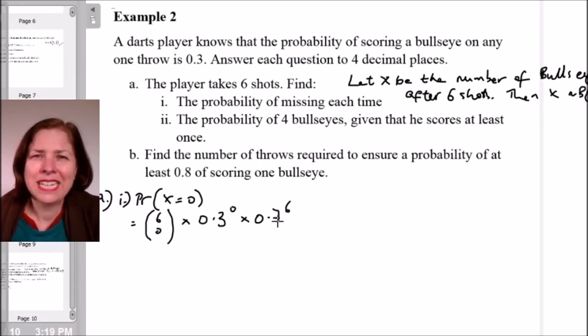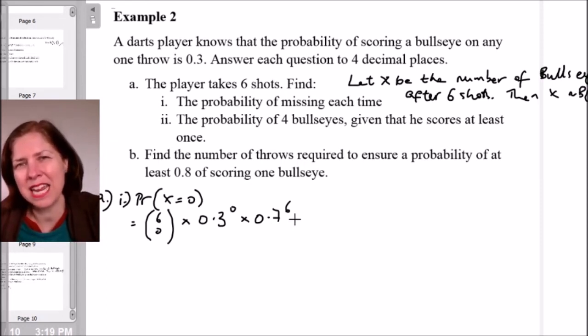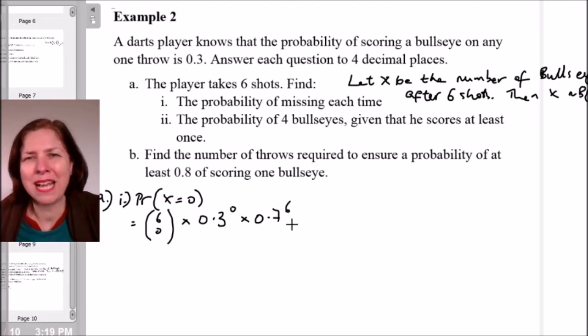Now, I didn't really need to do that in order to answer this question, and sometimes it's a useful thing to stop and think, is this making sense to me? If I miss each time, I'm basically going to go 0.7 times 0.7 times 0.7 times 0.7, and that's what this formula is going to give me.